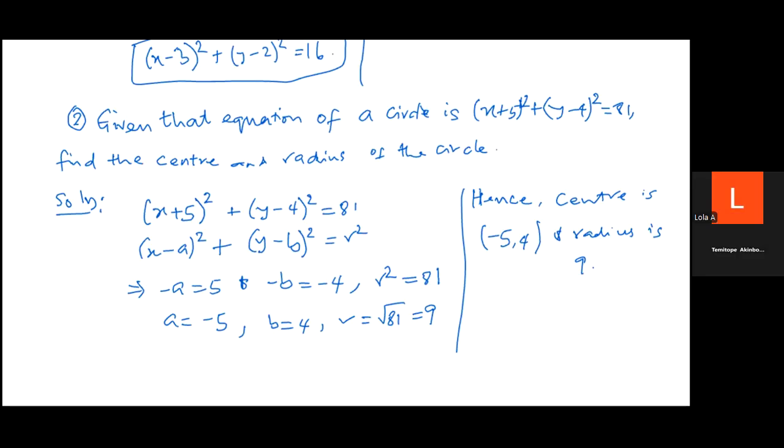Okay, finish copying down, sir. Okay. So let's see another example.